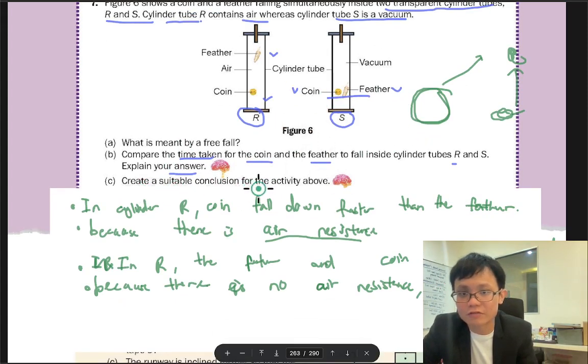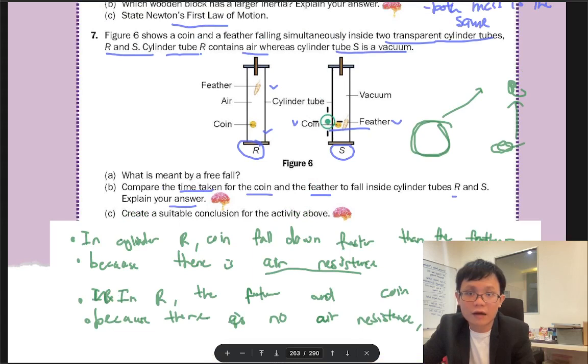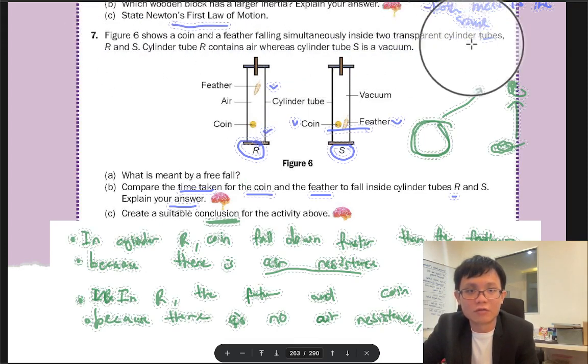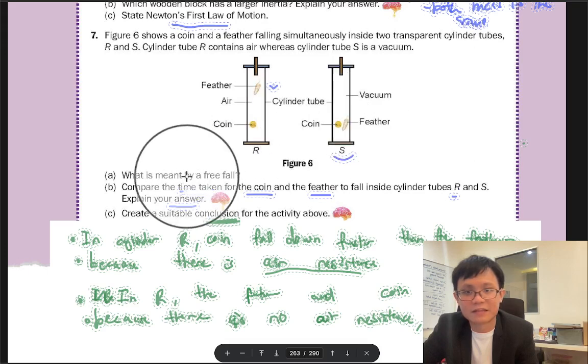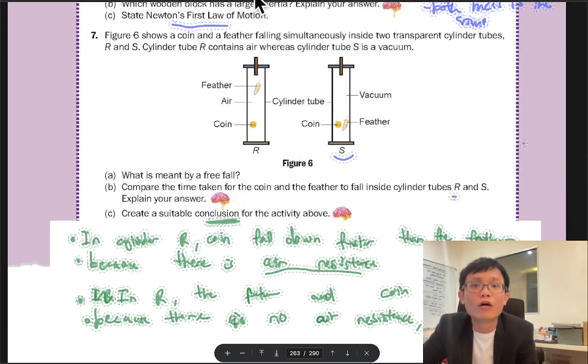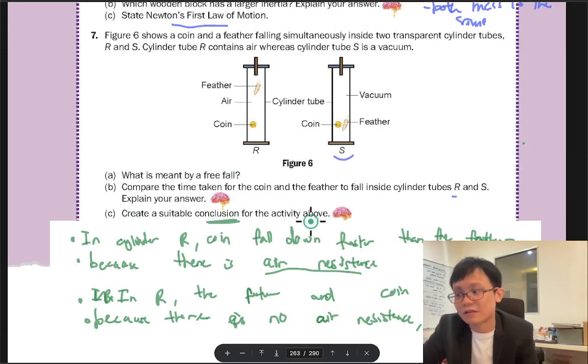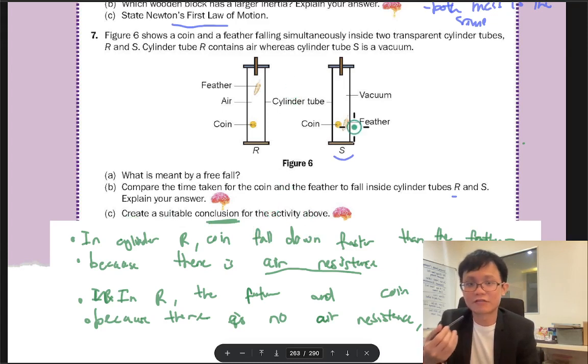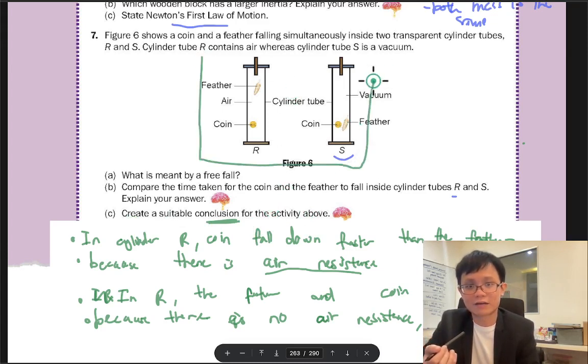Create a suitable conclusion for the activity above. So how to do this question? Conclusion. Okay, this is not easy, looks easy but not easy. First, we need to know that the conclusion for every experiment depends on the hypothesis, meaning what you want to know. When you do the experiment, you just read this question, you cannot answer. You need to ask yourself, when I do this experiment, what do I want to know?